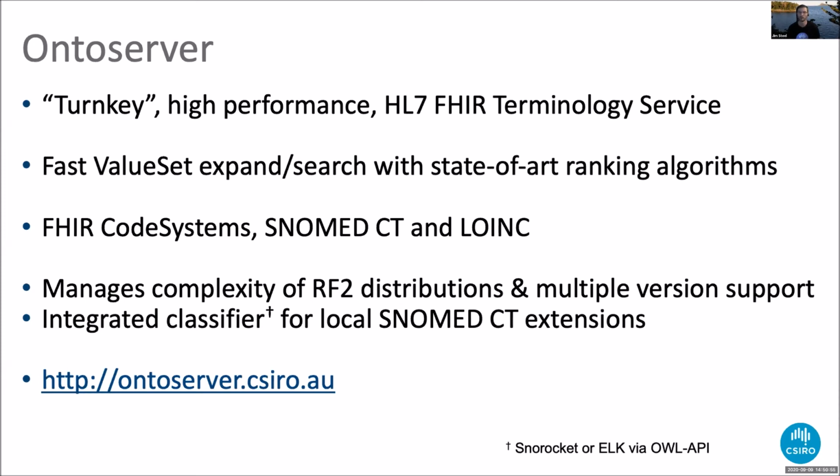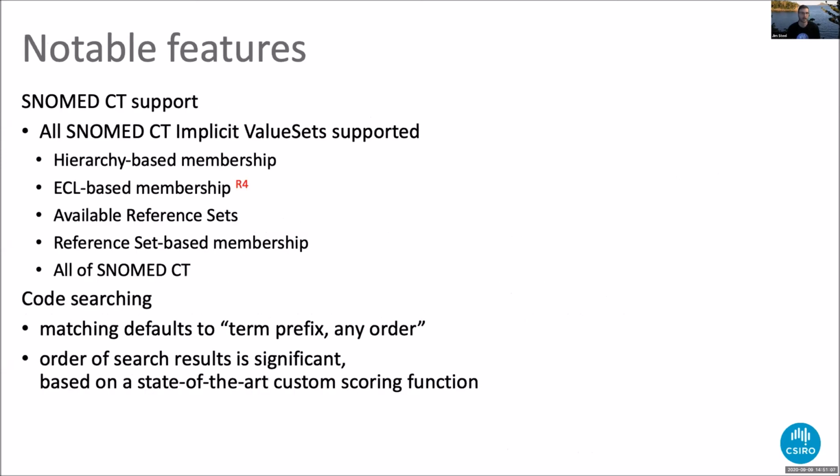So if you build your code system using JSON or XML, as we've just seen, that will work with Ontoserver, and it also has special support for SNOMED CT and LOINC. It's got a very deep support for SNOMED, so it supports all of the SNOMED implicit value sets and concept maps. For code searching, it has an algorithm, as I said, that we've tuned over many years that works on the basis of term prefix any order. So if you type in ACU DIA, then it will come back with acute diabetes.